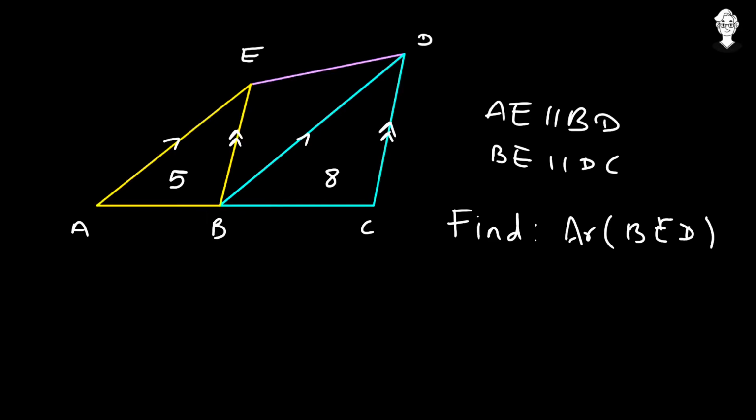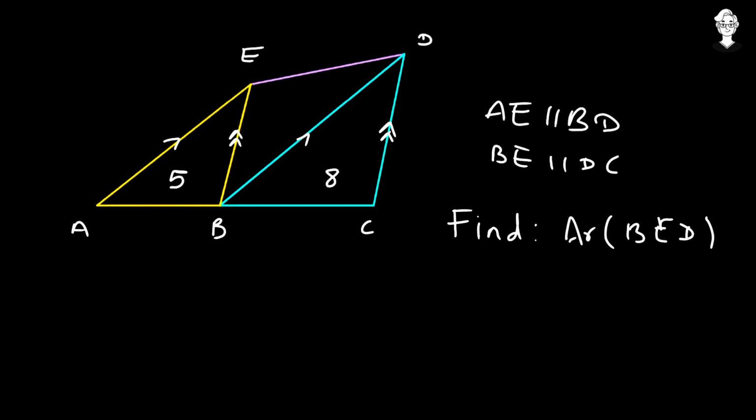So today we have a nice geometrical question. The given data is very simple. The point you have to note is that this arrow sign means the lines are parallel, not equal. The areas of these two triangles are given as 5 and 8. You have to find the area of this middle triangle, that is triangle BED. So let us see its solution.